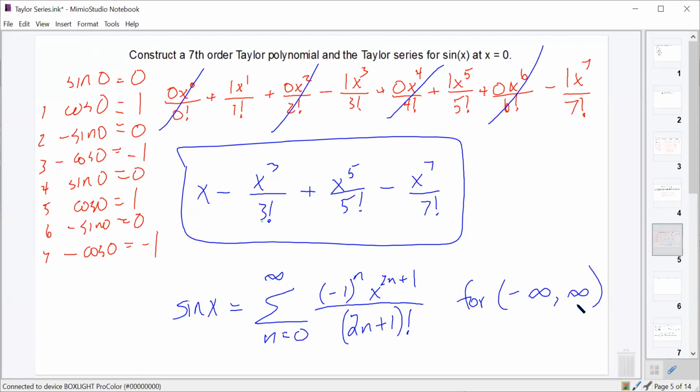Yes, it converges for all real numbers. So you guys see that it will converge for all real numbers? Everybody good with that? Aren't you astounded and amazed?